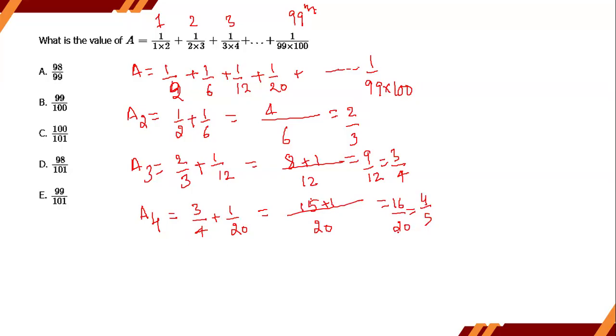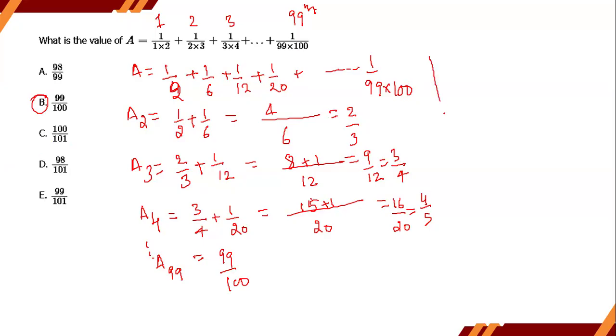Okay, with this, are we able to observe any pattern here? Yes. Pattern in the cumulative sum. The cumulative sum of the first two is 2/3. The cumulative sum of the first three is 3/4, right? So that means the cumulative sum of the 99th term will be how much? 99/100. So that's the answer to our question, right? So I hope this is clear, right?